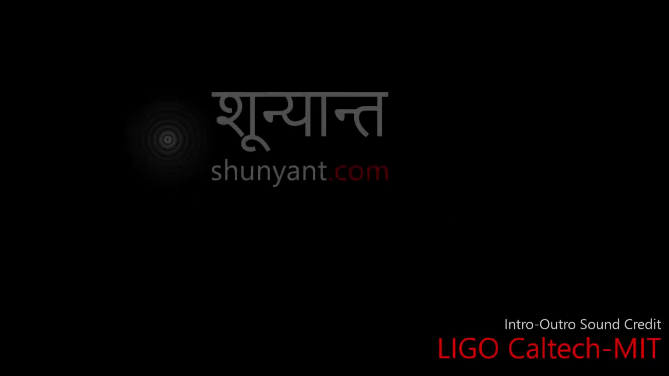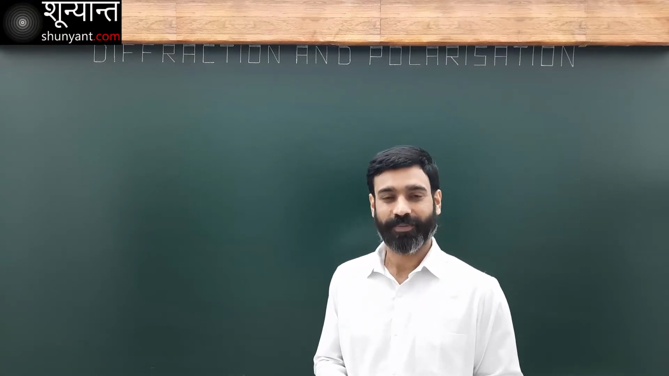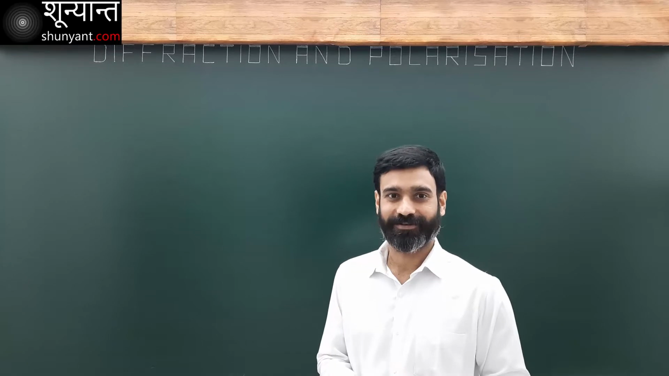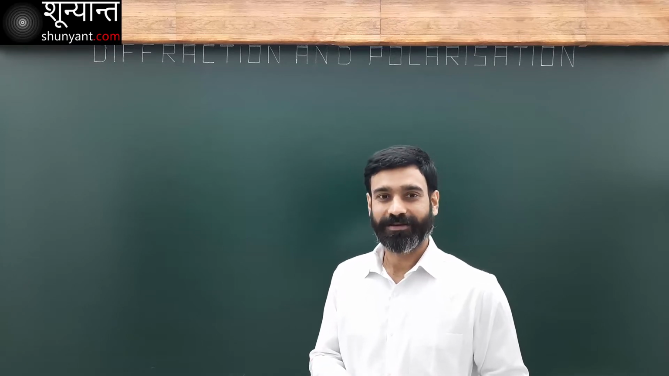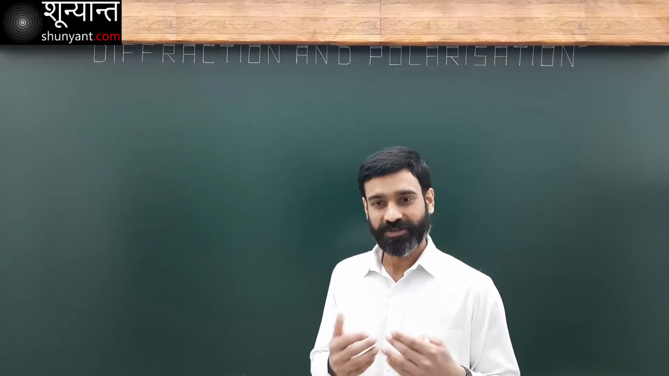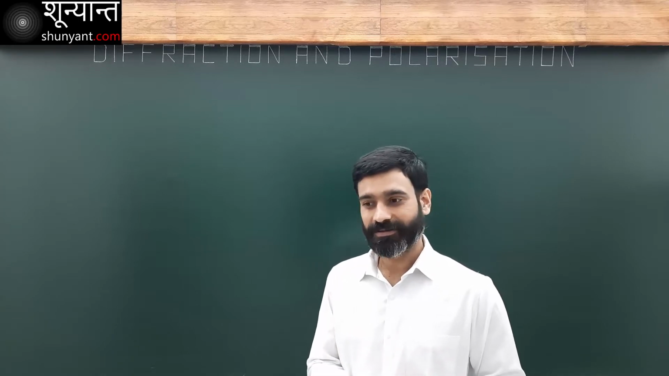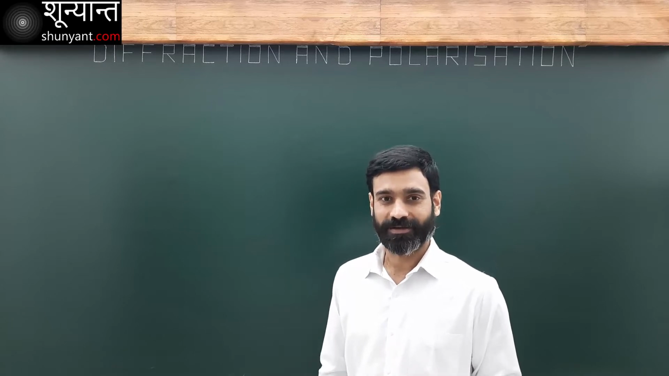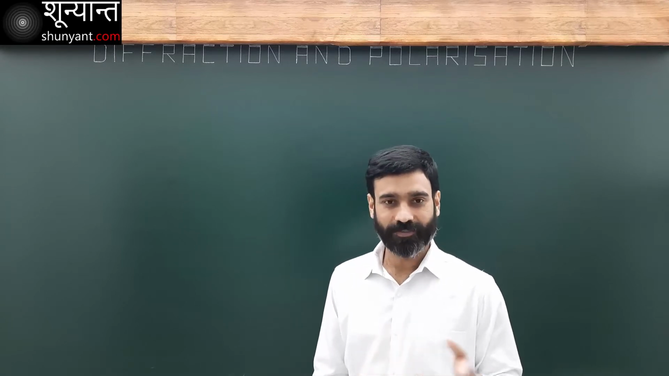This chapter is in continuation with the last chapter, that was interference. The last chapter, interference, and this chapter both are part of what we call wave optics, wherein we study the wave nature of light. When we say light, it is not only the visible part of light, but the whole electromagnetic spectrum. So whatever we are studying is applicable for all the EM waves.